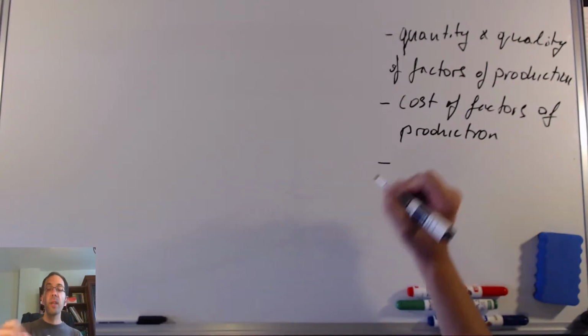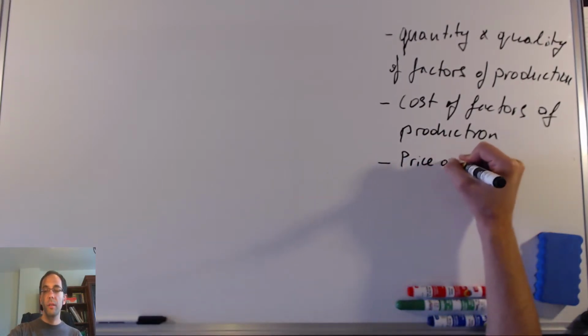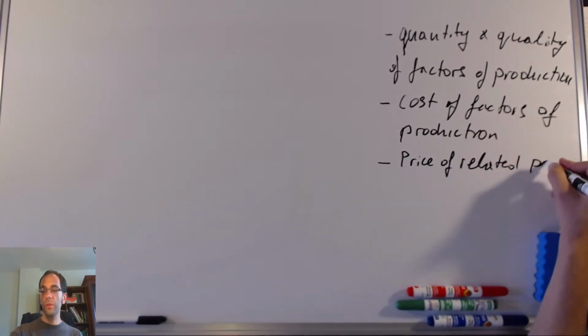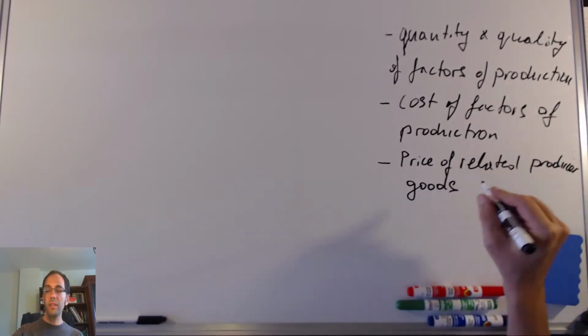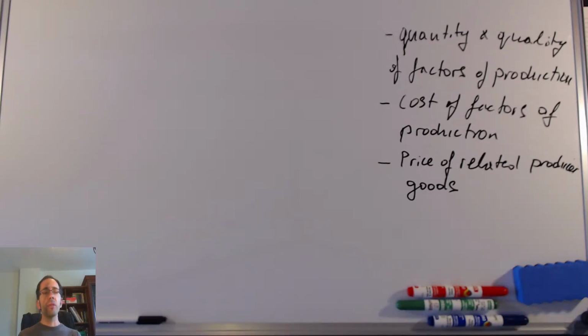Next, we're going to have something called price of related producer goods. Now, these related goods are different than the related goods that we looked at when we were studying about the non-price determinants of demand. Related producer goods are such goods when the producer actually can change his output from good A to good B.